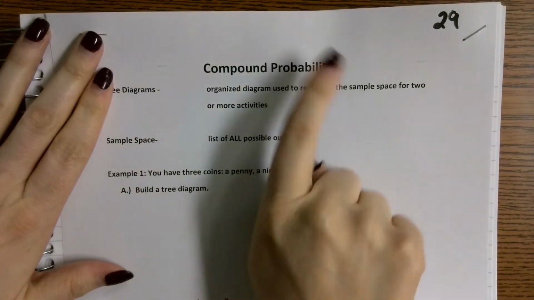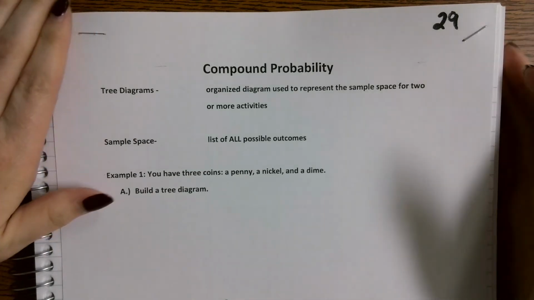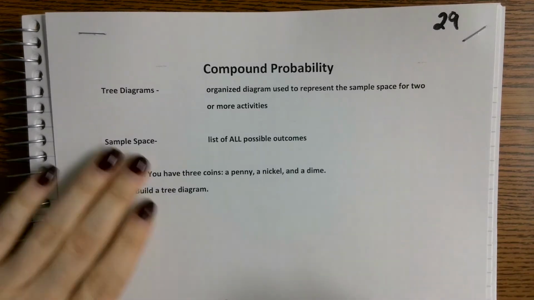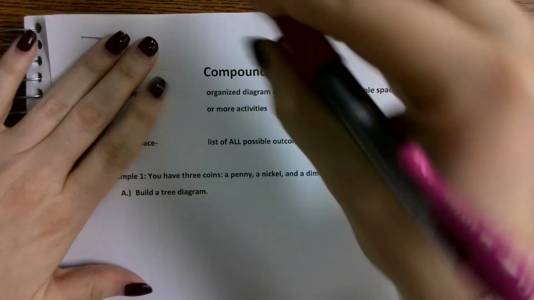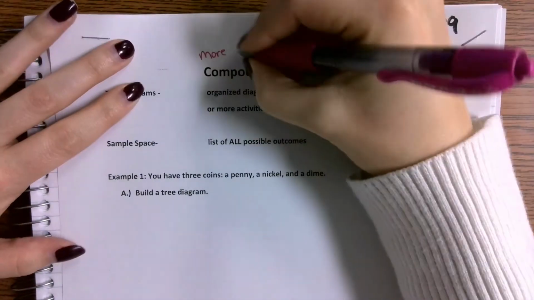All right, compound probability. The idea of compound probability is that you have more than one probability event occurring. So go ahead and write that up at the top where it says compound. It's more than one activity.